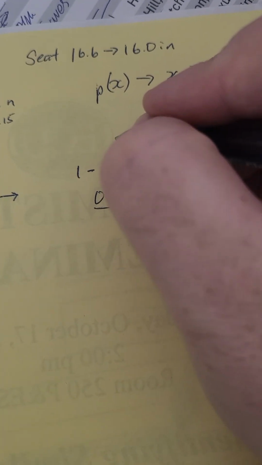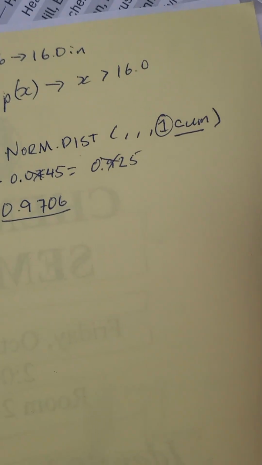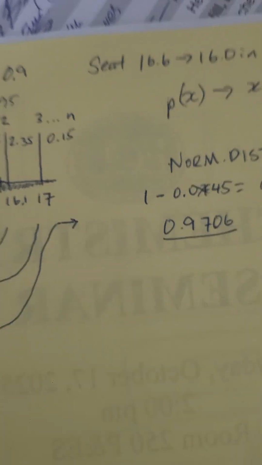When we use the norm distribution function, we put commas, and we want to put 1 for cumulative. Make sure that we're using the cumulative version, and we have to put 1 in that to get that. Okay, so that spits back 97.02.